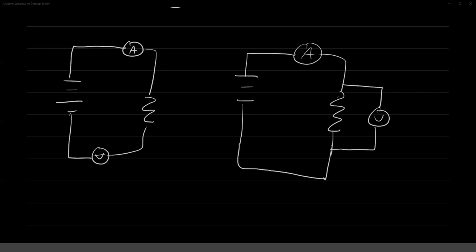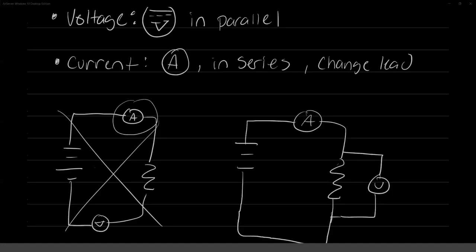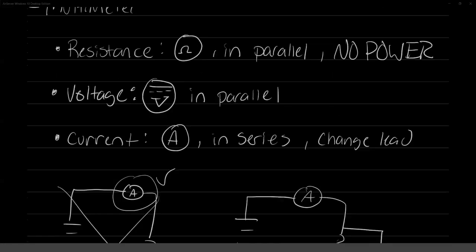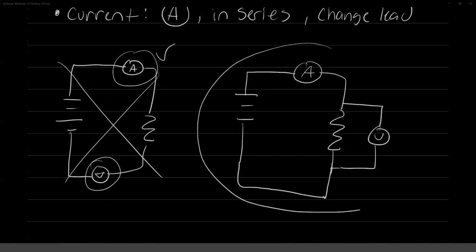So basically, in her example, this one wouldn't be right, because the amps are in series, so we're okay there, but these volts here have to be in parallel. So this circuit looks like the right one, right? Because the amps are in series and voltage is measured on either side of the resistor, in parallel to the circuit.